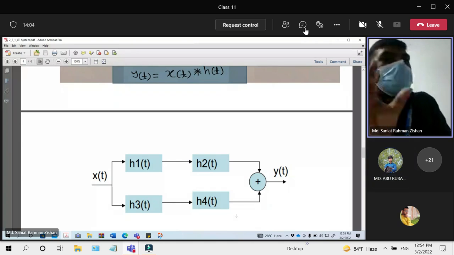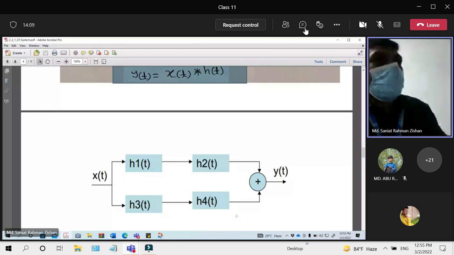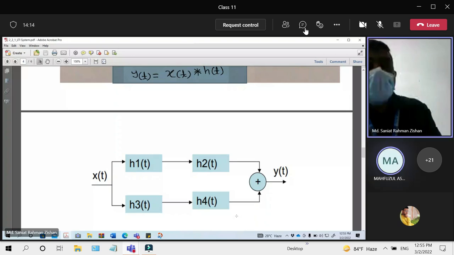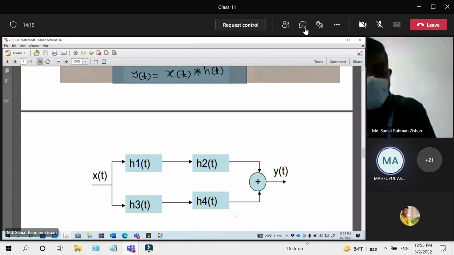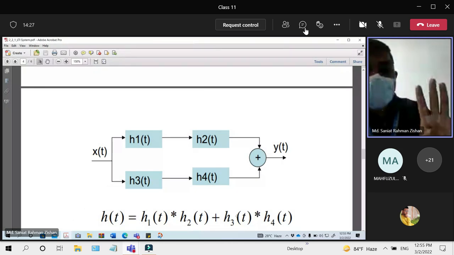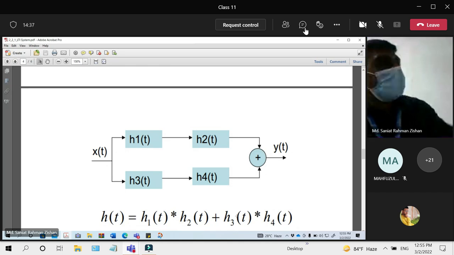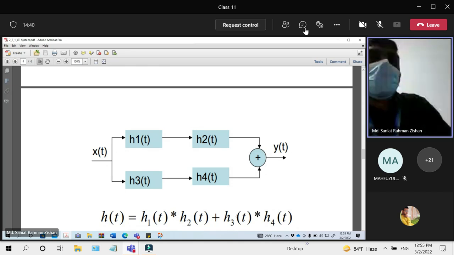Okay, H1, H2. What is the relationship between them? Only this should be H1, H2, or there should be something between these? Convolution, H1 convolution H2. Okay, then plus H3 convolution H4. Look, we can understand in total there are four systems, H1, H2, H3 and H4. So what will be the response? H1 convolution H2 plus H3 convolution H4. Again, once you know h(t), then you can calculate y(t).